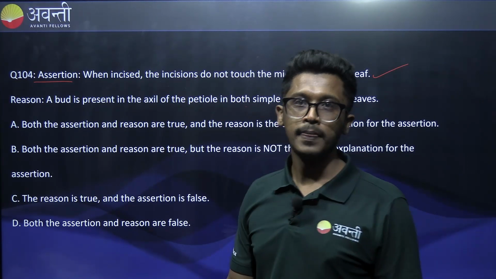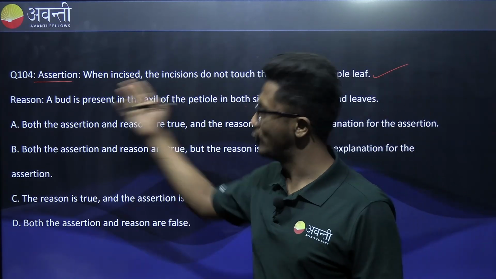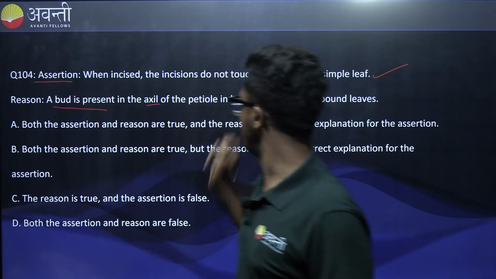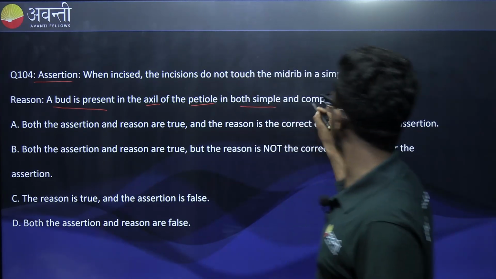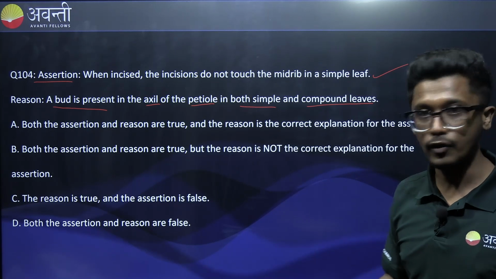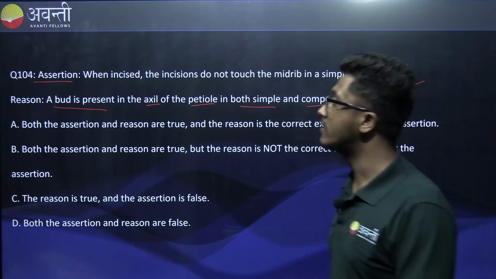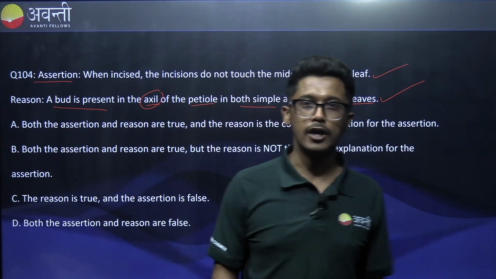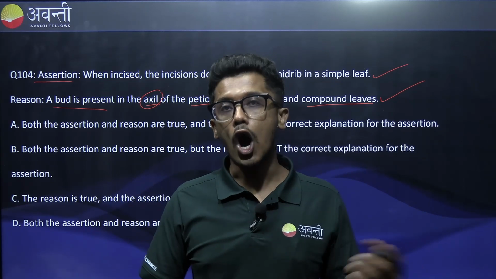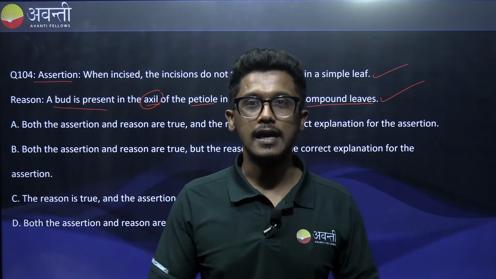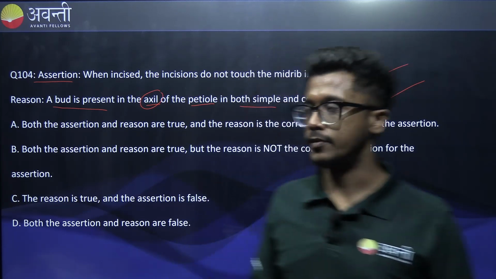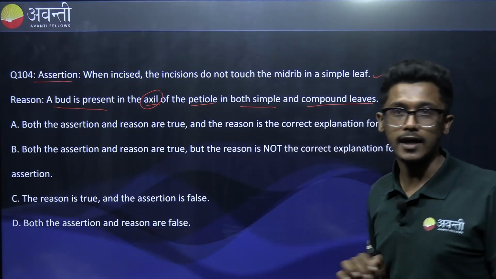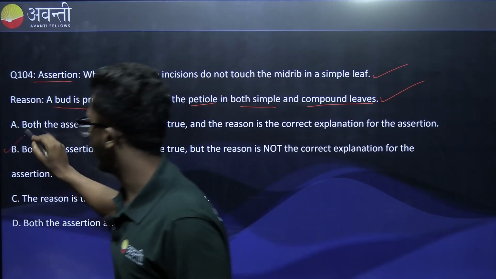So let's look at the reason. The reason for this is absolutely not the correct explanation, but anyway, let's look at the statement. The bud is present in the axil of the petiole in both the simple as well as compound leaves. Yes, this is absolutely true. In both simple and compound leaves, you can see that there is a bud present at the axil. And what is this bud? This bud can develop into a leaf, or it can develop into a floral bud, leading to the formation of flowers. So what is the right option? In this statement, both assertion and reason are true, but the reason is not the correct explanation for the assertion. So that is why we go for option B.